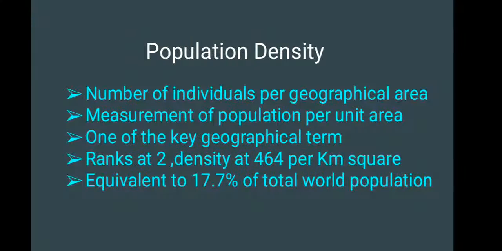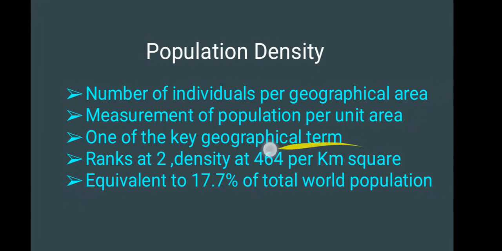In this content, it is discussed that population density and population size must be designated in numbers for our geographical purposes and idea. We have taken this from a social geographical source. It says that it ranks at 2, density at 464 per square kilometer, equivalent to 17.77% of total population. That means some people will be transferring from one place to another through flights, ships, trains and other transport, so it might vary. This is not exact; it may vary, like 17.9, 17.10, 18.2.